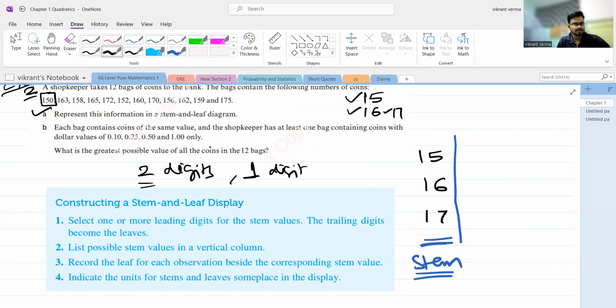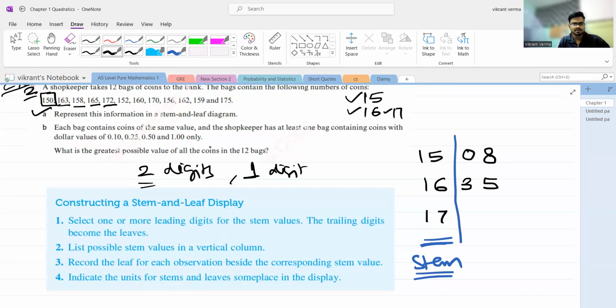The first value is 150. We have already written 15, so now we need to write the zero part here. So this data point is covered. Now we have 163, and I have already written 16, so I will just write 3 here. Then 158, so I will write 8. Similarly 165, so I will write this 5.